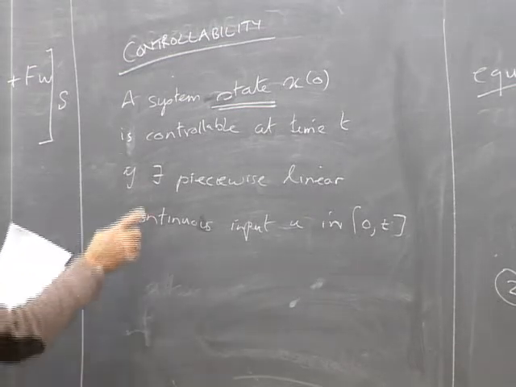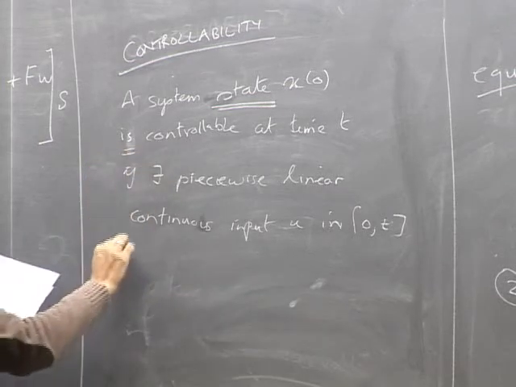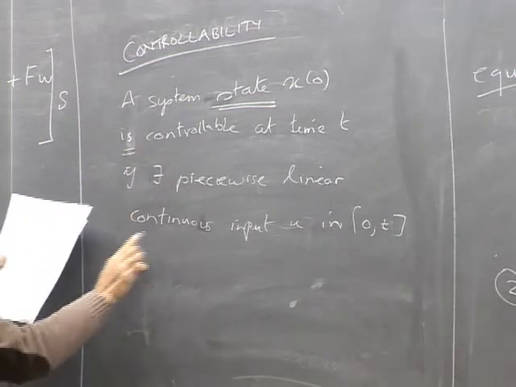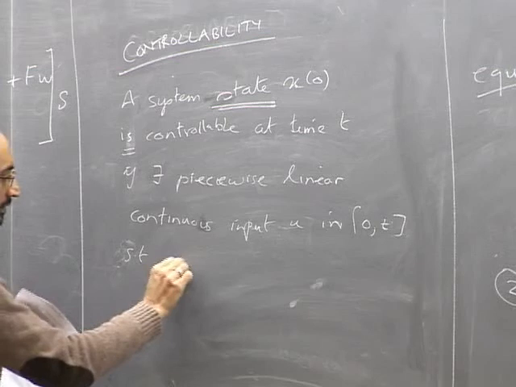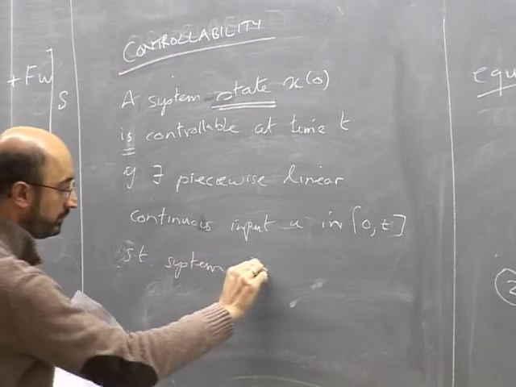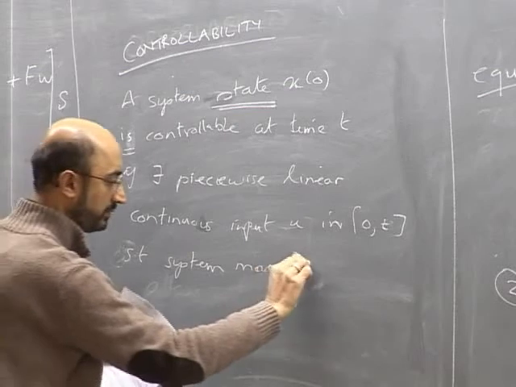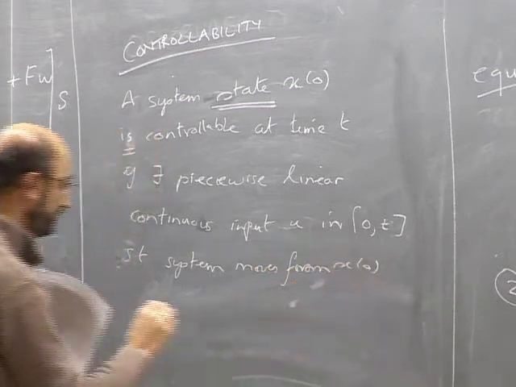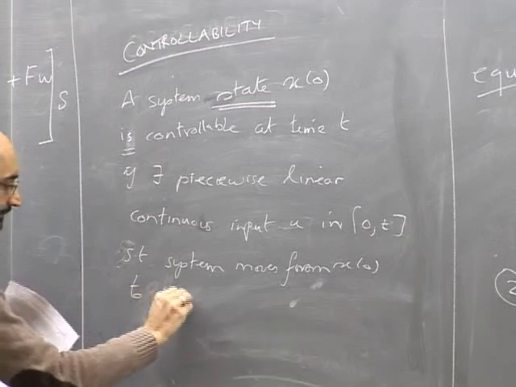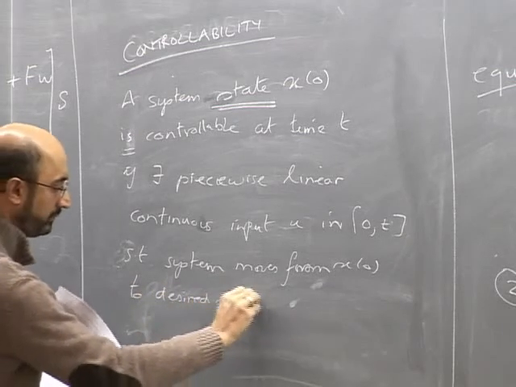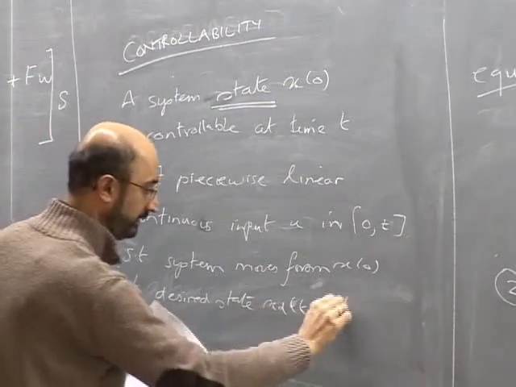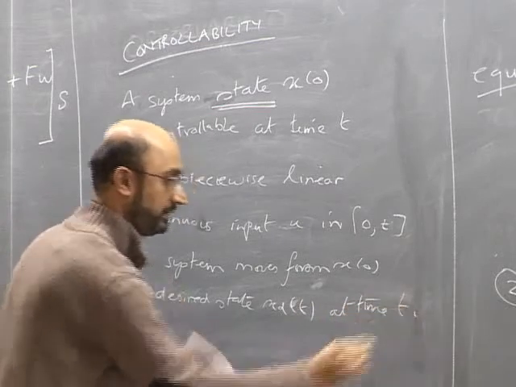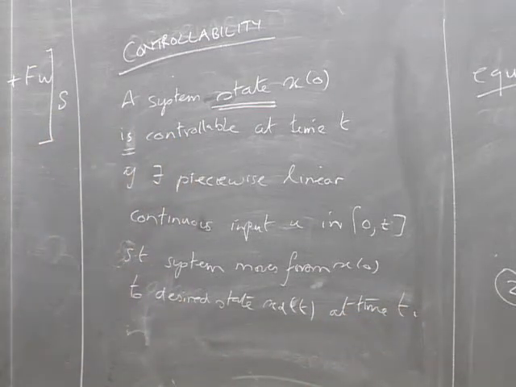Okay, so this is controllable if there exists something such that the system moves from X0 to desired state Xd at time t. So I have some input, I can get it where I want it to be. If I can do that, it's controllable.